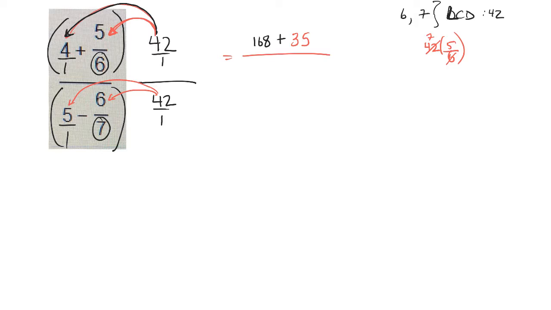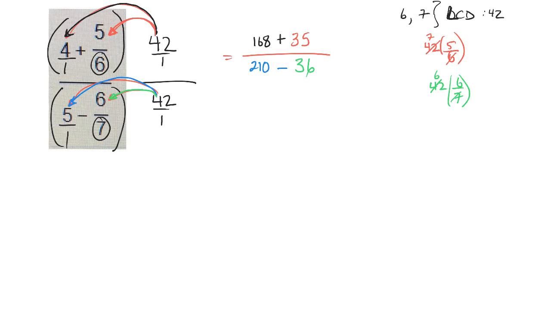Now in the next one, same kind of thing. Let's do this one in blue. So 42 times 5 would be 210, I think. Minus, and then this one, 42 times 6 sevenths. 42 times 6 over 7. So 7 goes into 42 6 times. 6 times 6 is 36. So this would be 36.